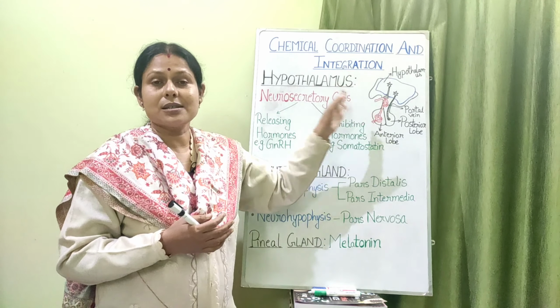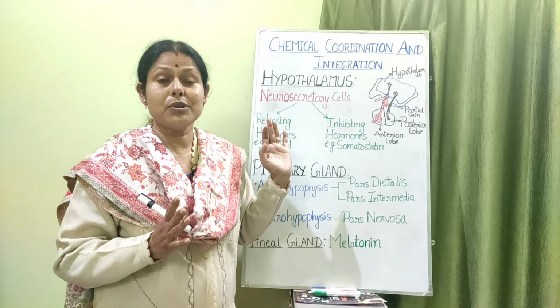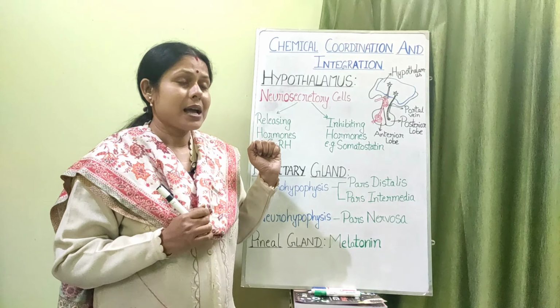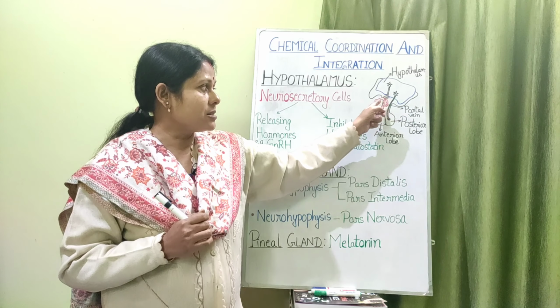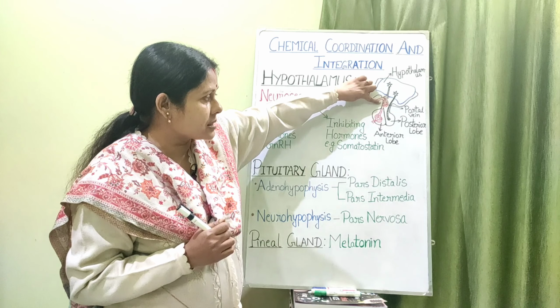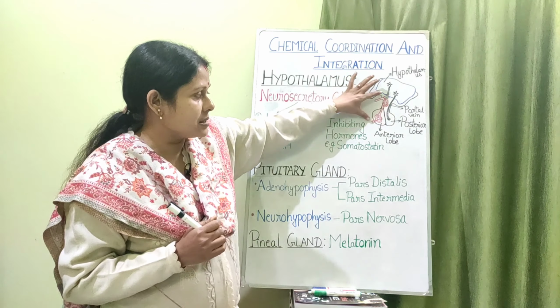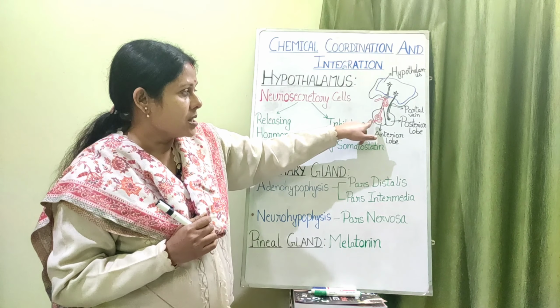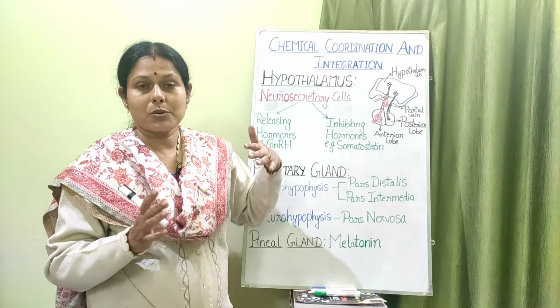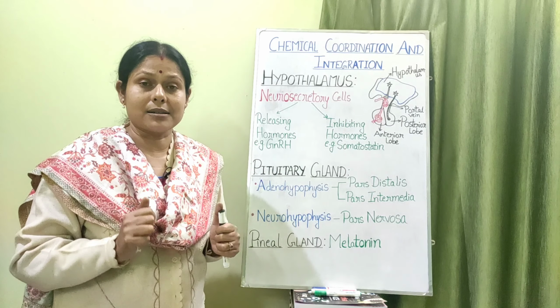This type of system is known as the portal system, P-O-R-T-A-L, and this is the portal vein actually, and these are the capillaries, a network of capillaries. You can see here also these red colored capillaries, and here also red colored capillaries are there, and in between is a portal vein, and then it is carrying the things to the various parts of our body by means of the circulation of the blood.